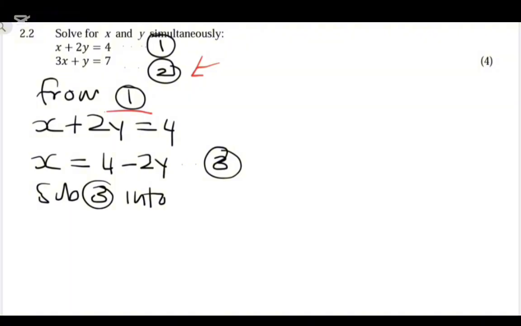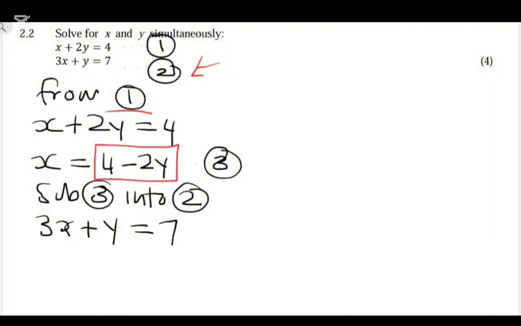So we're going to substitute equation 3 into equation 2. You might be asking yourself, what are we going to substitute in equation 3? Our equation 2 says that 3x plus y is equal to 7. Simple. Whenever there is x, we're going to substitute 4 minus 2y. So here we're going to have 3, open brackets, 4 minus 2y, close brackets, plus y, which is equal to 7.